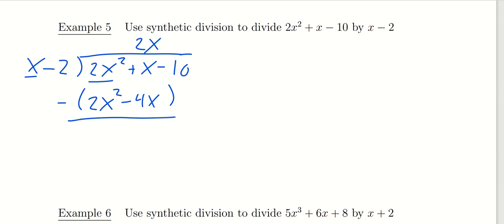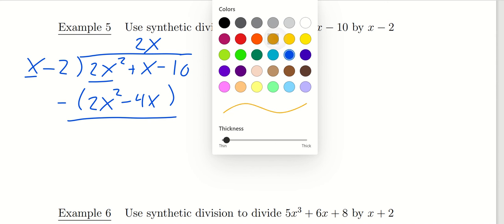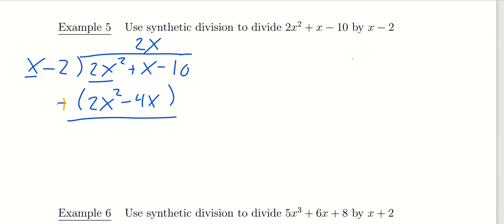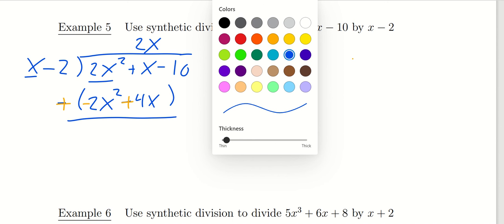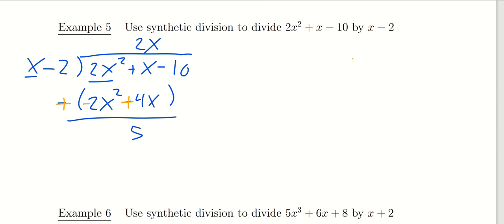And now we need to subtract that line. In order to subtract, again, change it to addition of the opposite by changing all those signs. 2x squared and negative 2x squared cancel. A positive x and a positive 4x would give us positive 5x. And we now repeat. What would we need to multiply by x in order to get 5x? Well, that would be a positive 5.